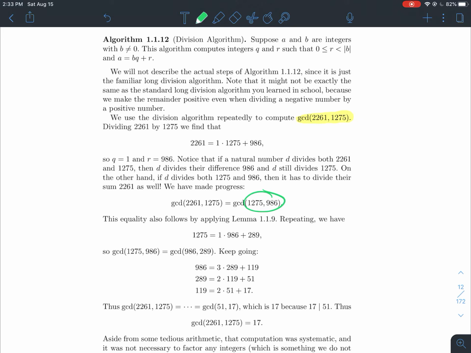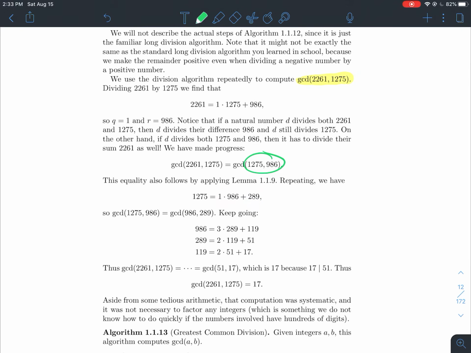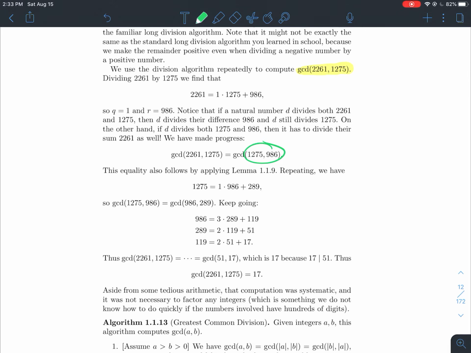Why don't I do 1275 divided by 986? That computation's right here. 986 goes in there one time, and the remainder is 289. Now I'll play the same game. The GCD of 1275 and 986 should be the same as the GCD of 986 and 289. And we'll keep going. Divide 289 into 986. That's this line right here. Now we'll focus on 289 and 119. We'll do a division again. That's this line right here. Now we'll focus on 119 and 51.